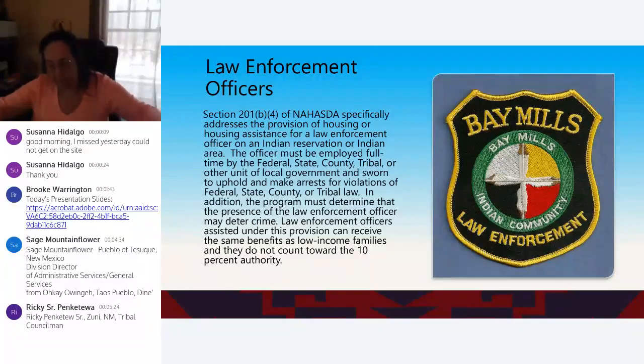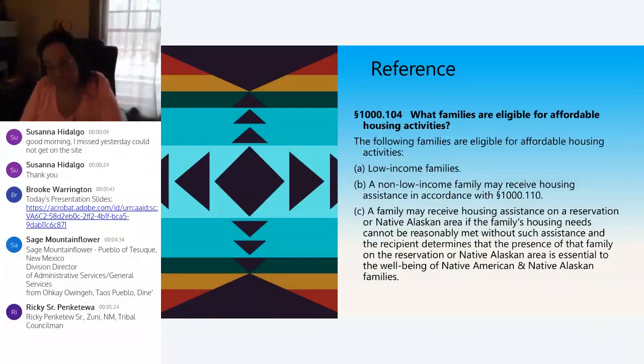If their income falls between 80 and 100%, we call that 10% authority, and I tried to explain that one yesterday. You can service 10% of your grant amount, if you put it in your IHP, for people that fall between 80 and 100%. Should that law enforcement officer meet all that other criteria, and his family falls between the 80 and 100%, you don't have to count them off of that in your tracking. They're exempt from that portion. So we do have that provision that you can help law enforcement if you decide to.